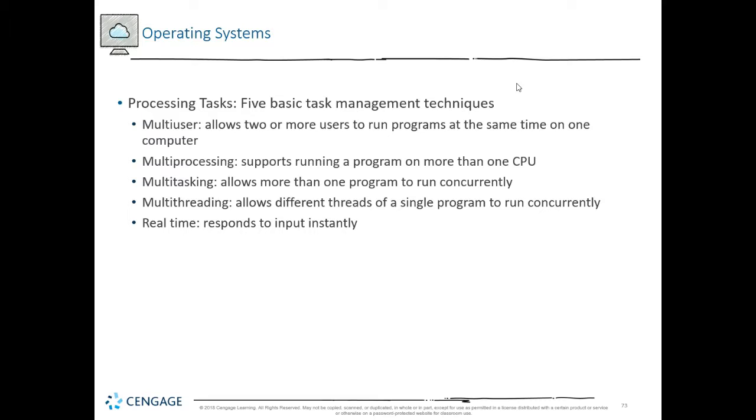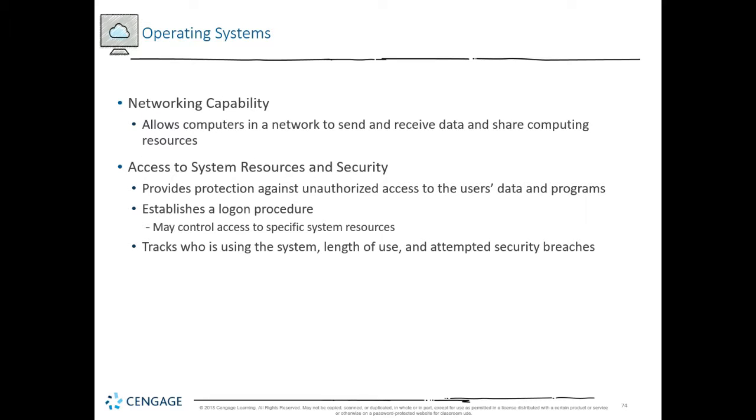Operating systems, processing tasks: five basic task management techniques. Multi-user allows two or more users to run programs at the same time on one computer. Multiprocessing supports running a program on more than one CPU. Multitasking allows more than one program to run concurrently. Multi-threading allows different threads of a single program to run concurrently. Real-time responds to input instantly.